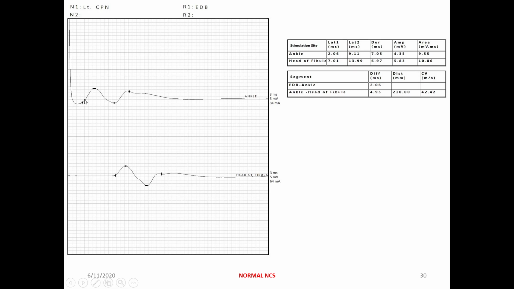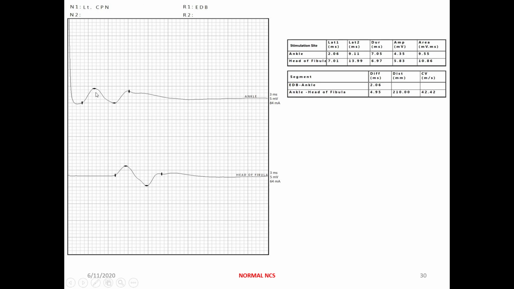This is 1 large square. So this vertical marker, it is occupying less than 1 centimeter from the starting point. Means from this point A to point B, it is 3 millisecond. But here it is before 3 milliseconds. So it is 2.06 millisecond. Clear? Okay, now second finding, that is 9.11.